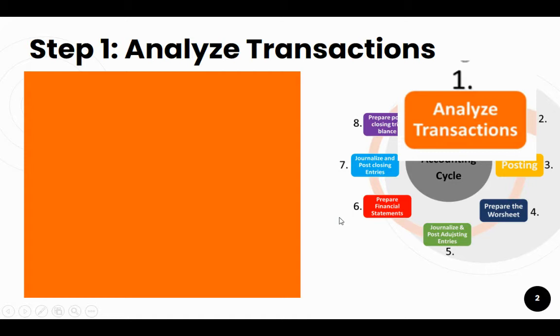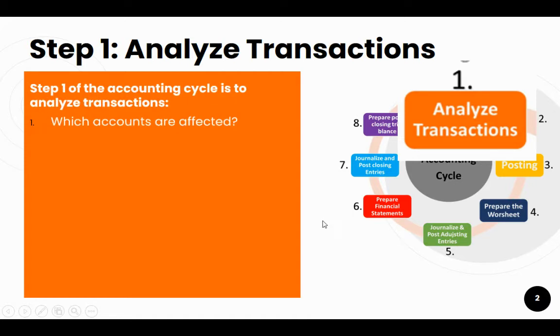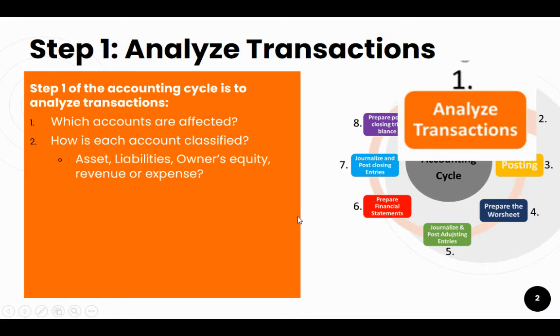And so when you analyze your transactions, you start by deciding which accounts are affected. Supplies, cash, capital, whatever. What are the accounts that are affected by the transaction? Then you decide how are they classified? Are they assets, liabilities, owner's equity, revenue, or expenses? Those are the sections covered so far.